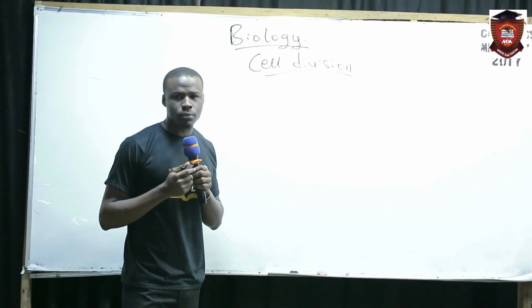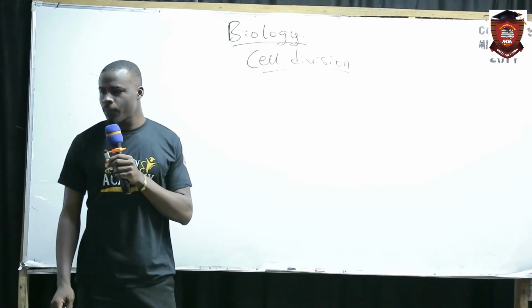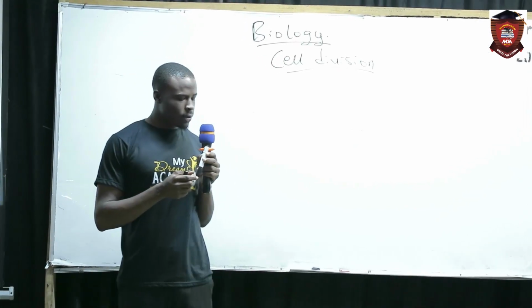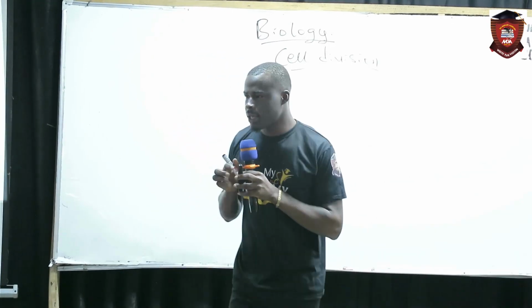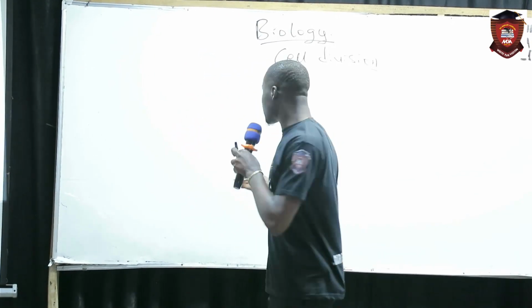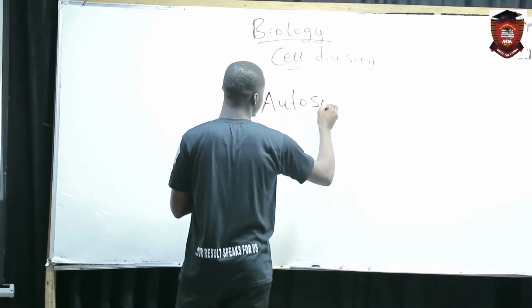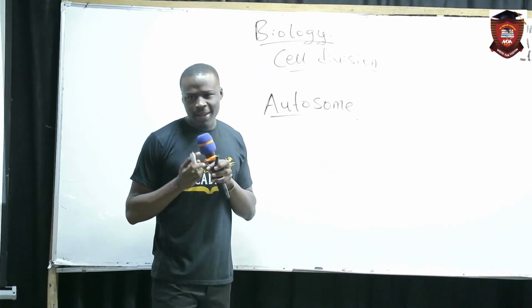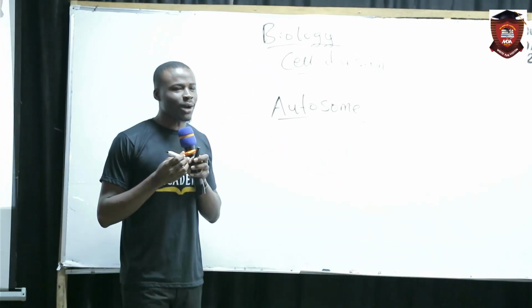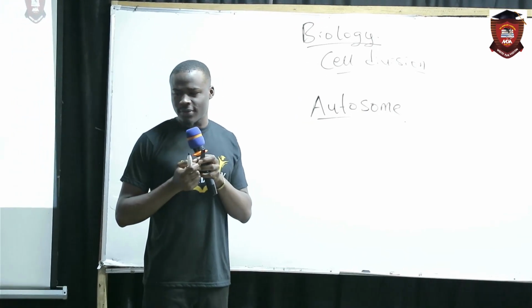And it takes place in a regular body cell. What did I say? Mitosis takes place in a regular body cell. A regular body cell is called an autosome. Body cells are called autosomes. Are we following? Body cells are called autosomes.